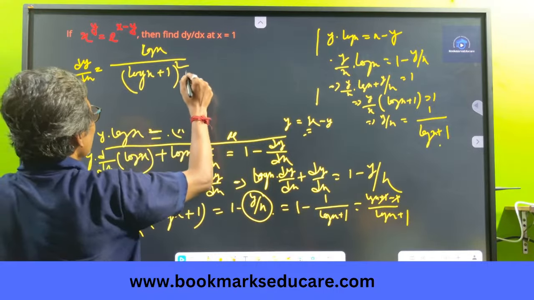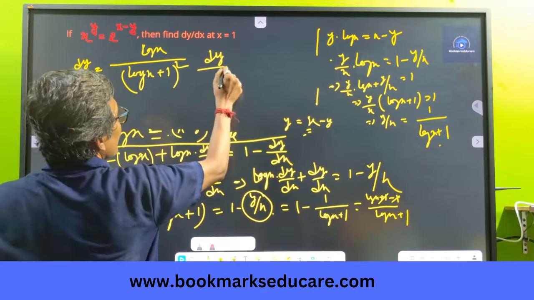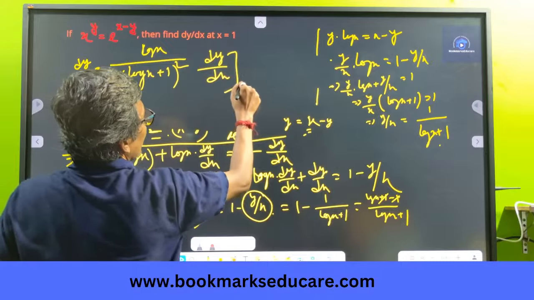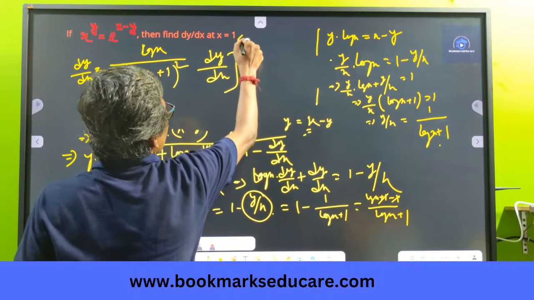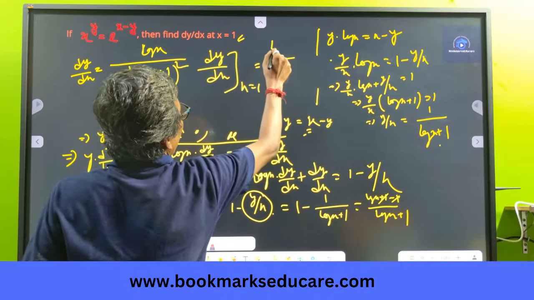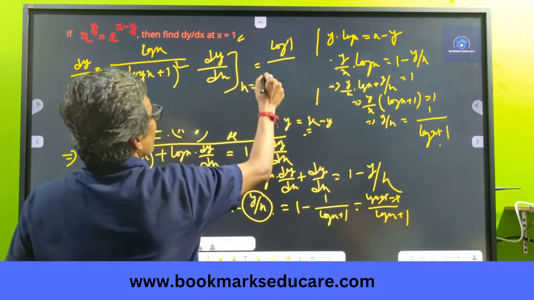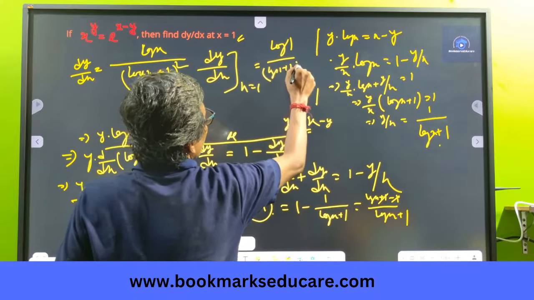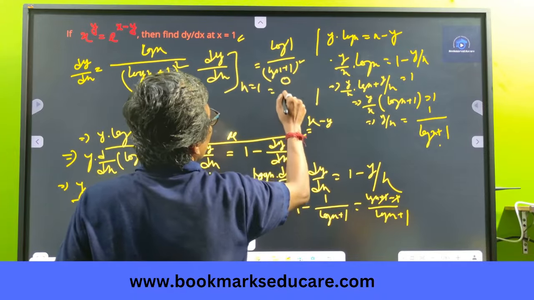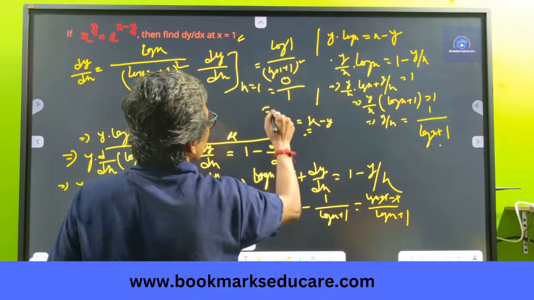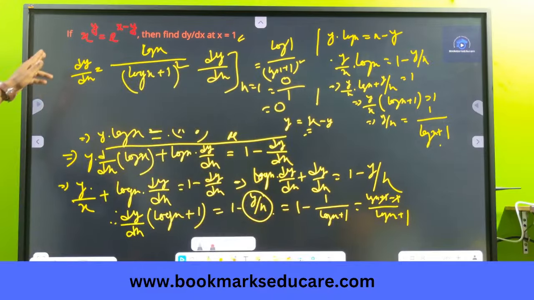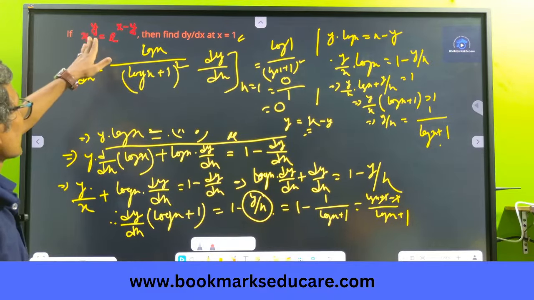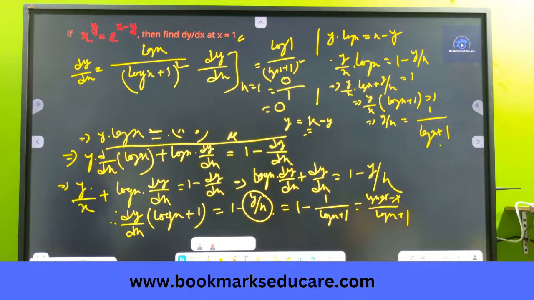So putting the value of x, x is equal to 1, we get log 1 by log 1 plus 1 whole square. So log 1 means 0. 0 by 1 means 0. So the required answer of the given function is 0.